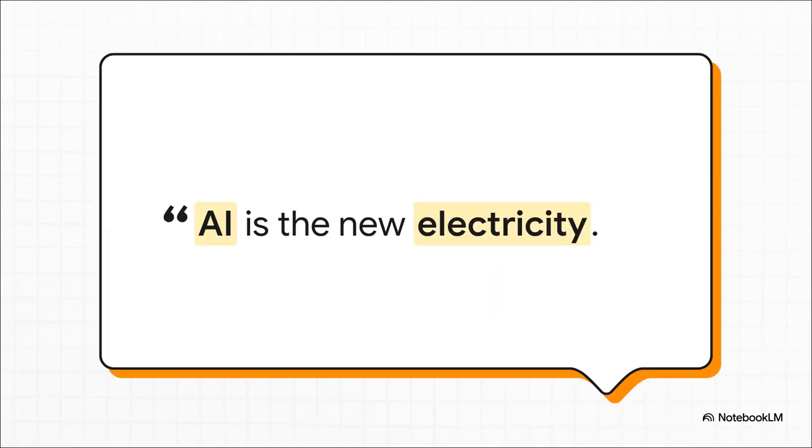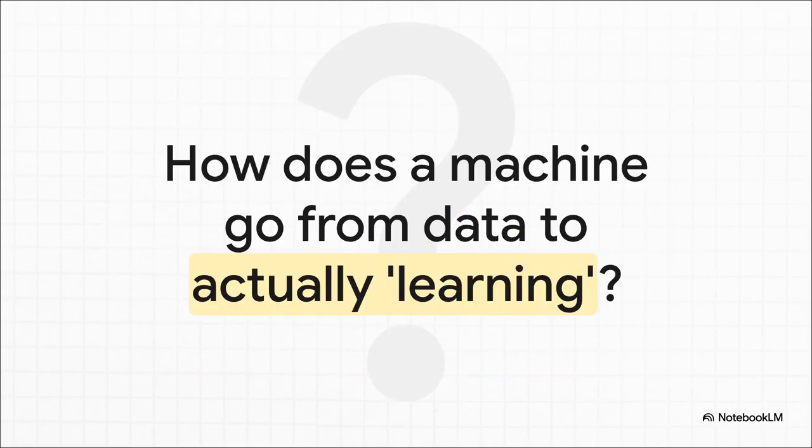You hear this a lot, and for good reason. AI is absolutely transforming everything, just like electricity did over a century ago. It's in your phone, your car, it's reshaping whole industries. We're in the middle of a massive technological shift. But that gets us to the real mystery, doesn't it? How does it actually happen? How does a chunk of code, which is really just a bunch of instructions, get the ability to make predictions or decisions all by itself?